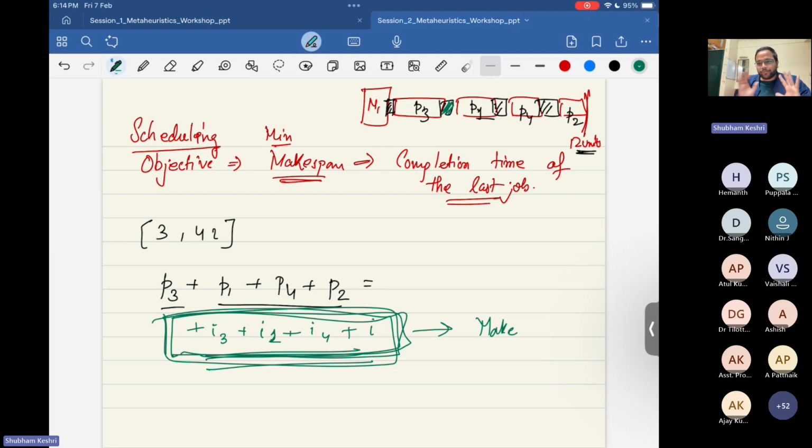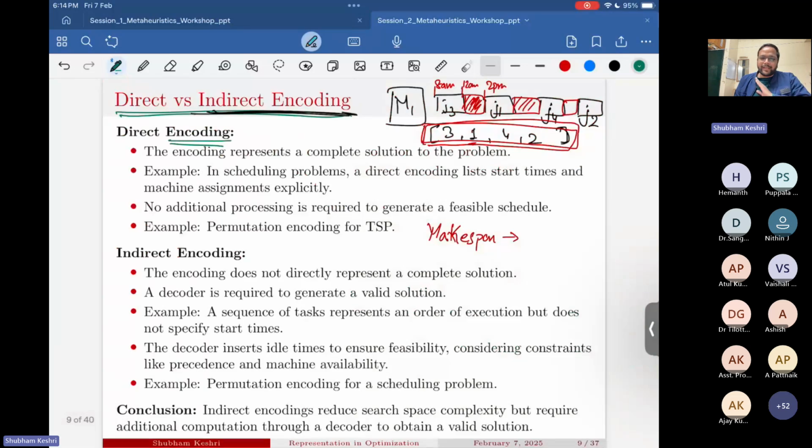So that is the idea of direct encoding and indirect encoding. We will not go into indirect encoding ever in this course. This is just for your information that you can have a direct encoder and an indirect encoder. We will not use indirect encoding in this workshop. This is just for your information.